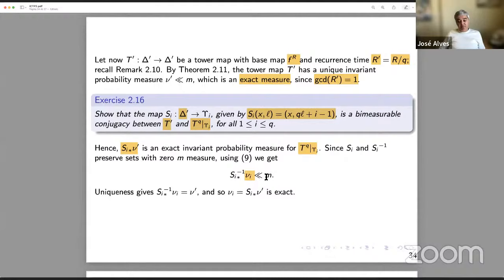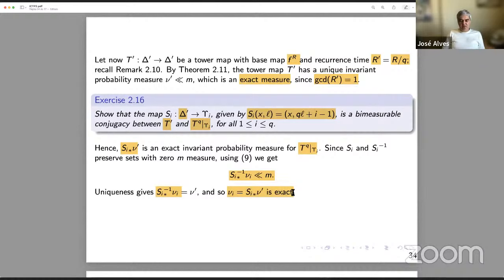And then we use the inverse push forward, and we obtain this relation that this inverse push forward is absolutely continuous with respect to Lebesgue measure. Then uniqueness, because now this measure is in the tower T prime. Uniqueness of the measure gives that this is true, and so nu_i is exact. So that's the way we obtain the exactness of the measure.